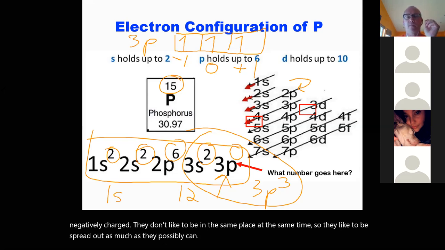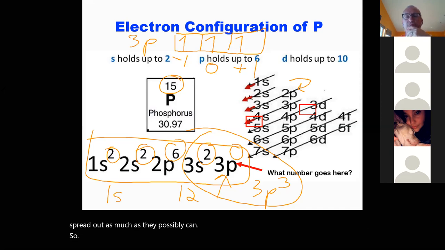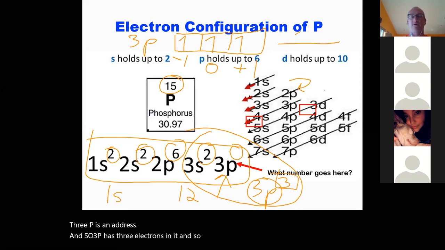So, we do not multiply 3 by 3. I'm sorry? You do not multiply 3 times 3? No, this is just an address. Oh, okay. 3P is an address. Oh, okay. And so 3P has 3 electrons in it. And so here is what that would look like.